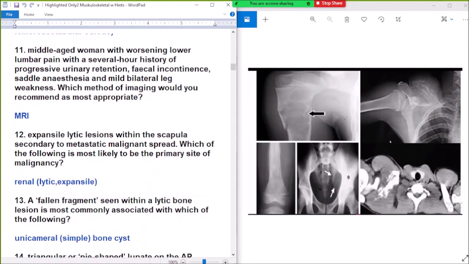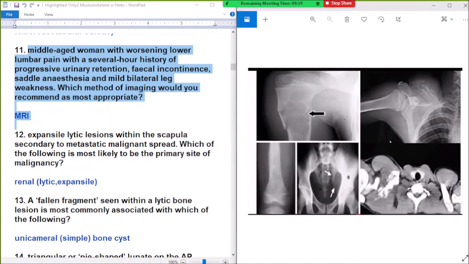Question 11. A middle-aged woman with worsening lower lumbar pain with a several-hour history of progressive urinary retention, frequent incontinence, saddle anesthesia, and bilateral leg weakness. Which method of imaging would you recommend as most appropriate? MRI. There are spinal cord compression signs, so for that we do MRI to see the spinal cord, given the urinary incontinence and fecal incontinence.